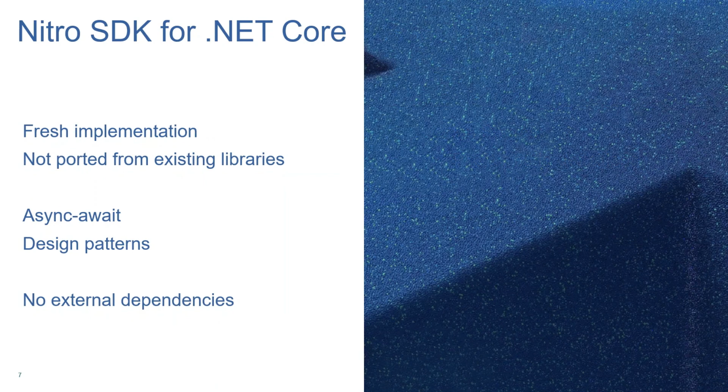Next topic for today is our fresh implementation of the Nitro SDK for .NET Core. Worth mentioning first, the SDK is developed under an open source license so that it is easy for others to collaborate when there is missing functionality. Besides collaboration, it is also a way of giving back to the community.